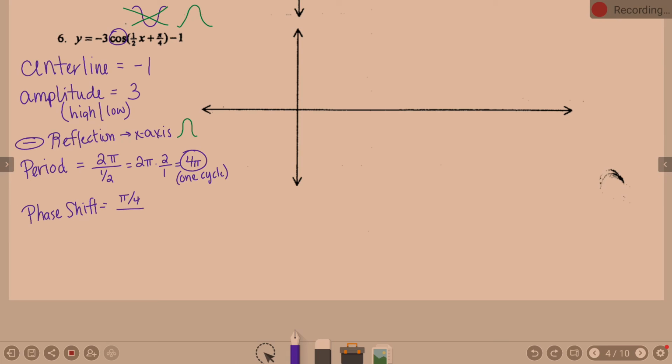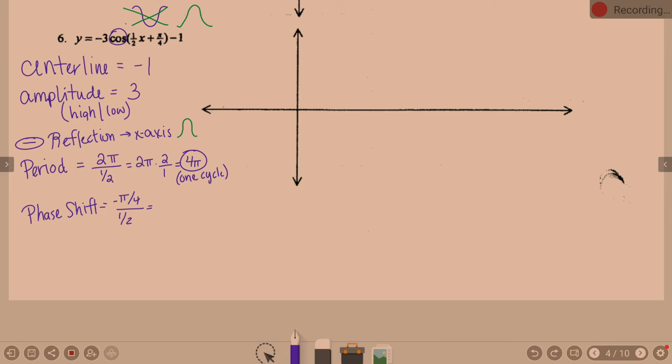Pi over 4 divided by 1/2, right? C divided by B. Since it's a positive pi over 4 divided by 1/2, I'm actually going to say negative. I'm going to use the opposite sign, because since it's a plus in there, we know we're going to have to move this graph left.